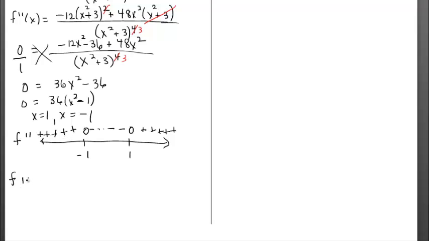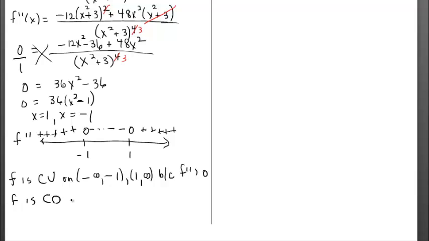So f is concave up on, and I'm going to join the two intervals. You're asked to justify because f double prime is positive. That's why we did all that work. -1 because f double prime is negative.